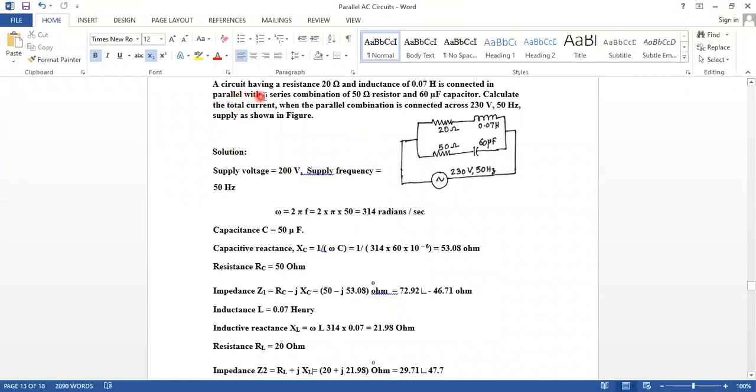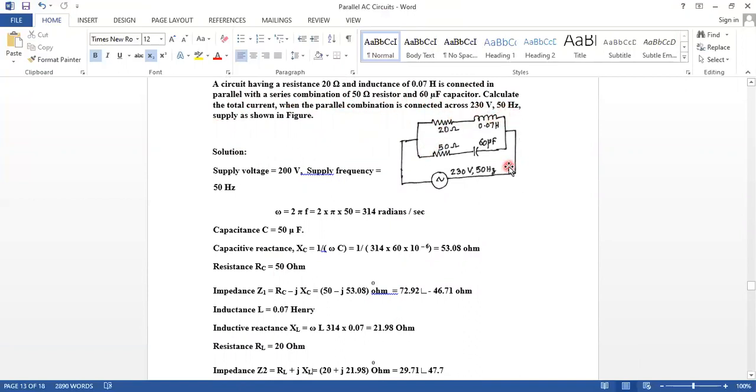So a circuit having a resistance of 20 ohms and inductance of 0.07 Henry is connected in parallel with the series combination of 5 ohm resistor and 60 microfarad capacitor. Calculate total current when the parallel combination is connected across a supply of 230 volts 50 hertz. Fine. So just draw the diagram.